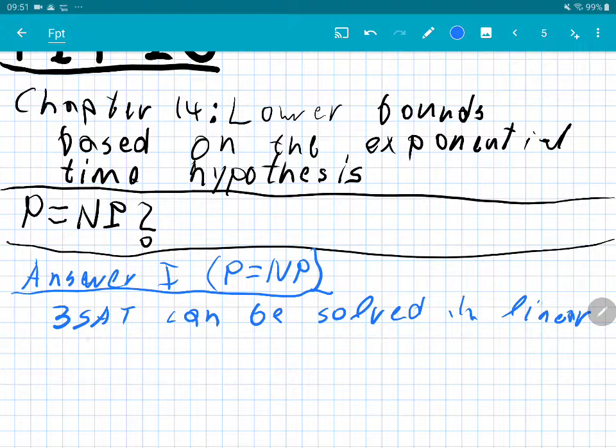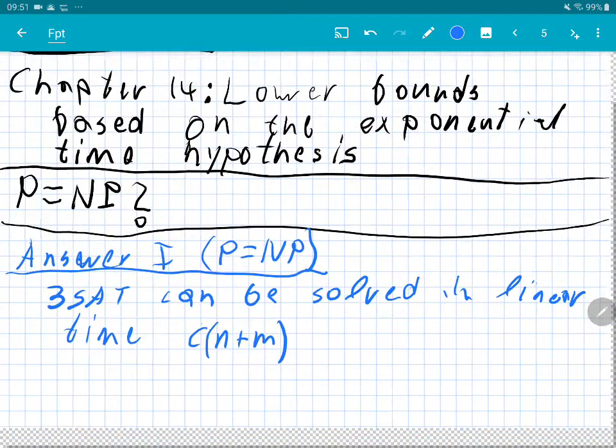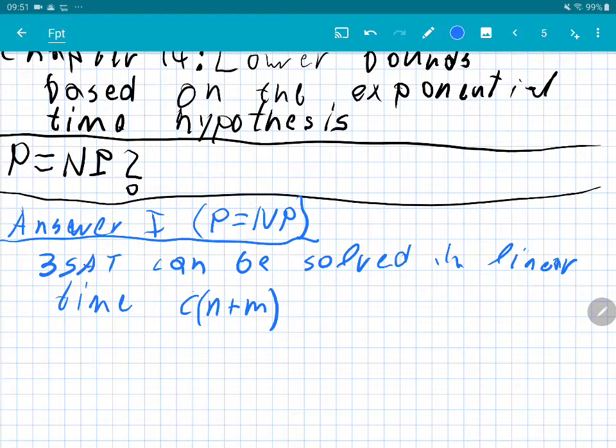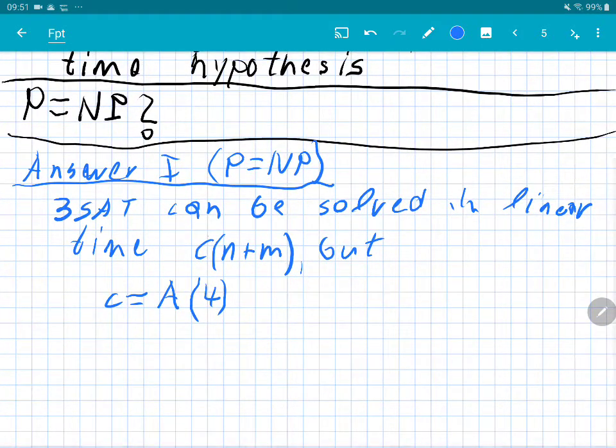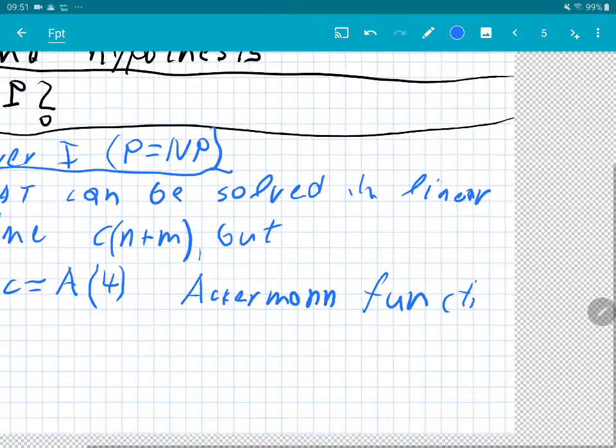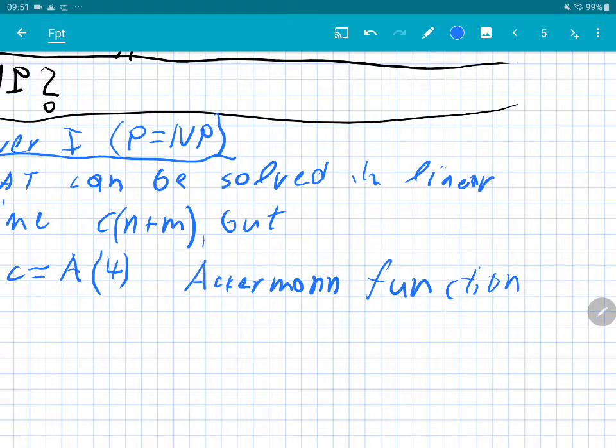But it can be solved in linear time where the constant is terrible, right? So think about linear time, but C times (n plus m), where n is the number of variables and m the number of clauses, something along this line. But the constant C is, let's say, Ackermann 10, or Ackermann 4, let's say even. So what is Ackermann 4? This is the Ackermann function. I'm not going to go into the precise definition. It's just a way to write terribly large numbers, right?